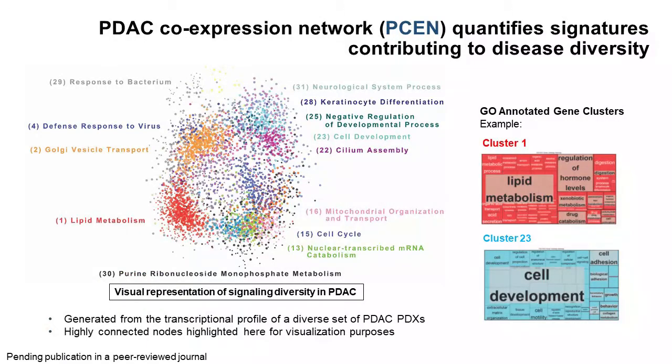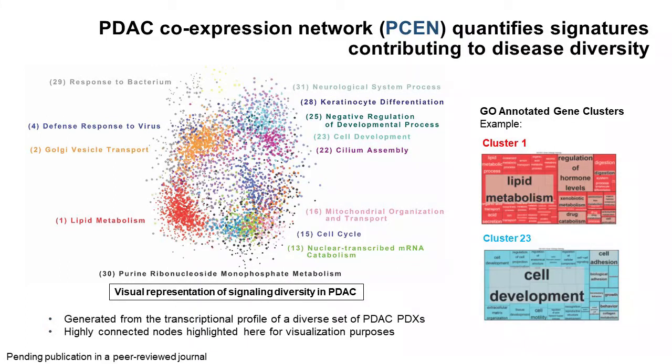So what we get out of that is this PDAC co-expression network, or PSEN, which is comprised of about 7,000 genes and 31 clusters, some of which, as you can see, have some GO annotations for biological relevance, and some of which are still pending annotation. But overall, this is a platform for us to be able to quantify signatures that are contributing to disease diversity within PDAC.